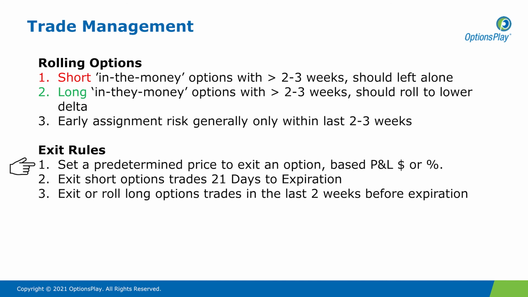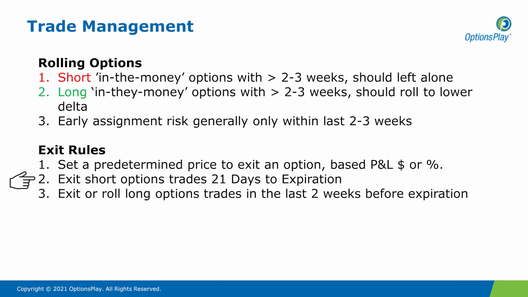Whenever you have a short option, again, 2 to 3 weeks out, you have to start looking at closing those out or rolling them out if you want to maintain exposure. But don't let short options get down into the last 2 to 3 weeks. As you get closer and closer to expiration, you have that risk of early assignment, unless it's an option that you want to get assigned on. Those you can hold to expiration.